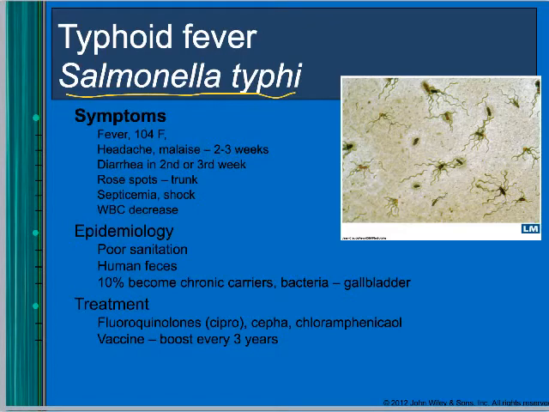Okay, so there is a vaccine for this one. So if you're traveling someplace where there is typhoid, they'll have you get vaccinated. So usually it's in developing countries. We don't have it too much in the United States anymore. Poor sanitation, so feces, people can become carriers. Okay, and it can be treated with antibiotics.